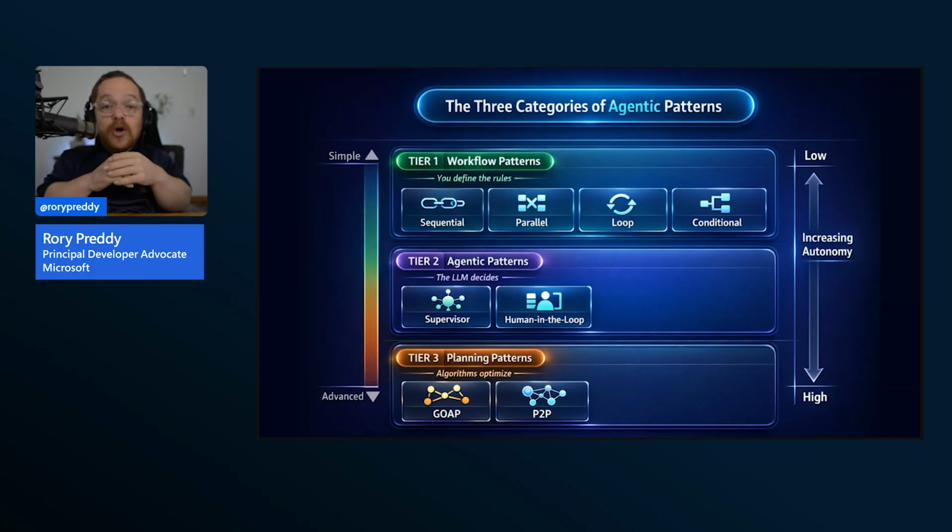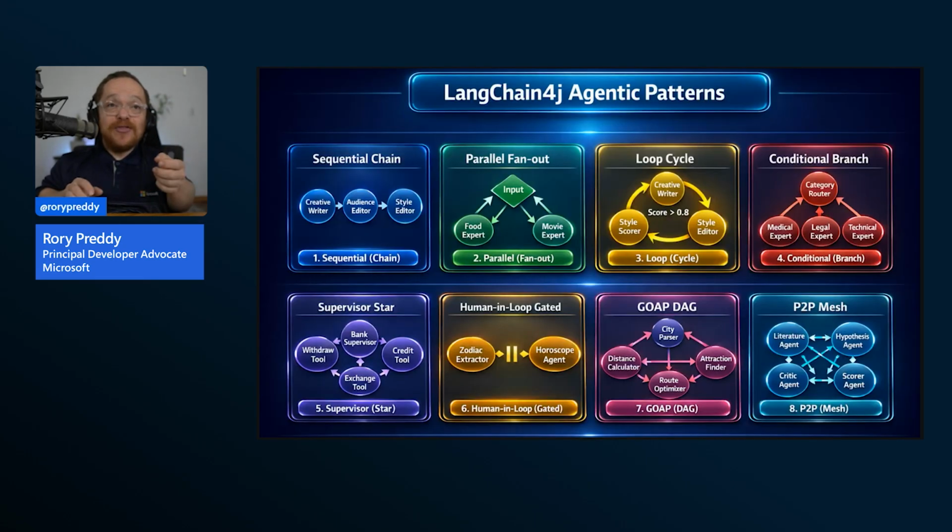You have the goal-oriented agentic pattern, which basically draws a roadmap of where it's supposed to go to optimize the path of which agent to call at what given time. And then you have the P2P, which is the emergent behavior, which allows you to go agent to agent and only call each other once the requirement to call that agent is actually met.